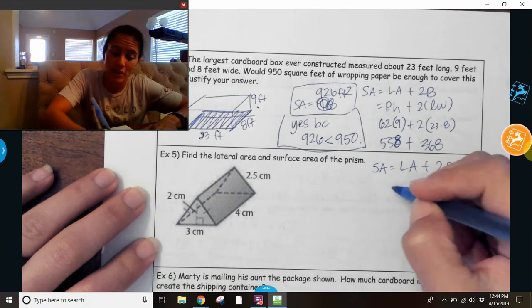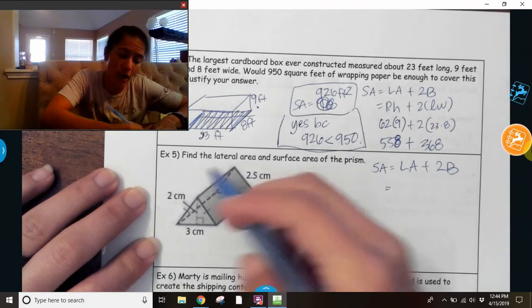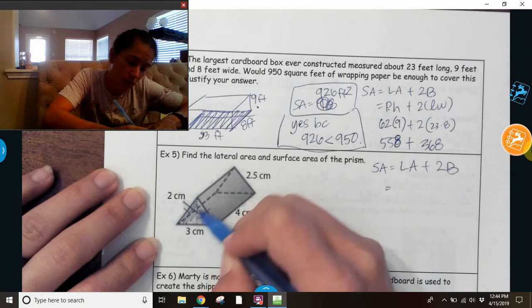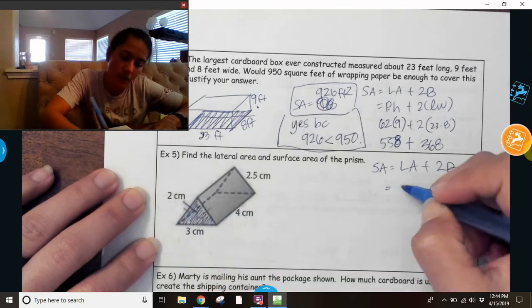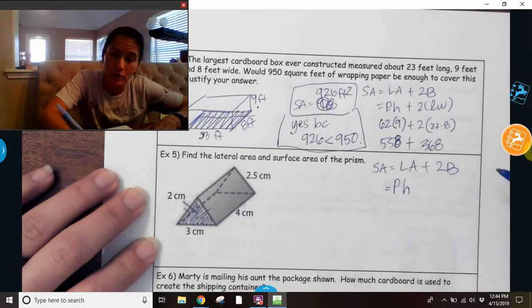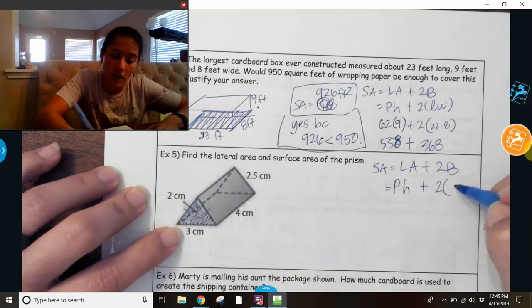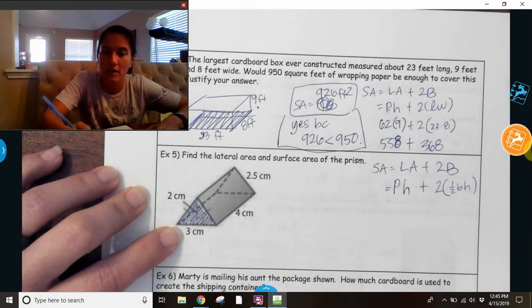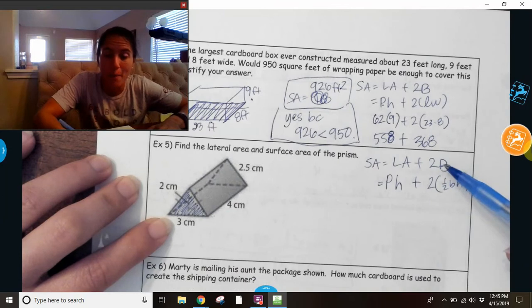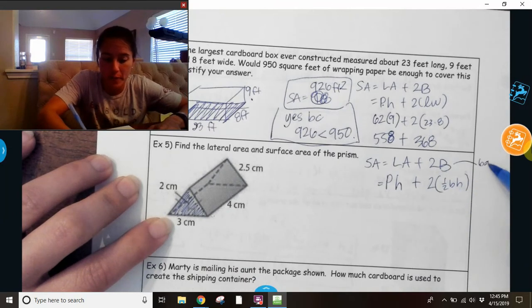The base areas this time are going to be the triangle. So I'm going to shade in this triangle. The perimeter times the height plus 2. And the area of a triangle is 1/2 base times height. This is where it changes. The base area of a triangle.